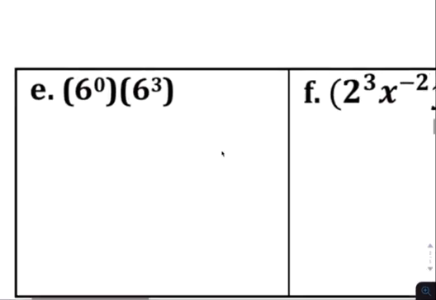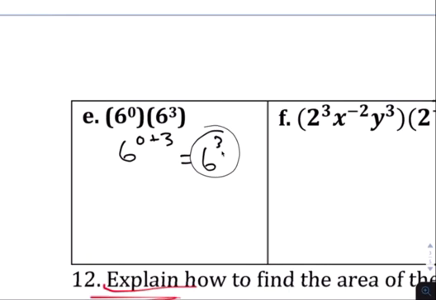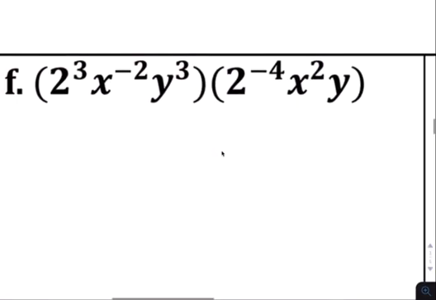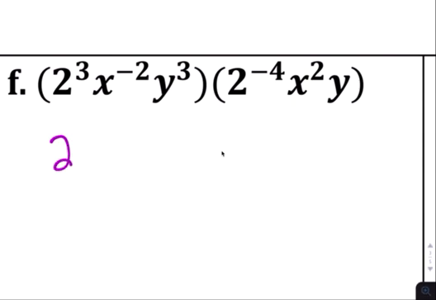Okay, this one here. Oh, 0 plus 3, it's 6 to the third power. We don't need to worry about fractions. Not bad. Okay, this one we need to probably worry. 2 to the third power, and this is to the 4th. So you add because it's multiplication.